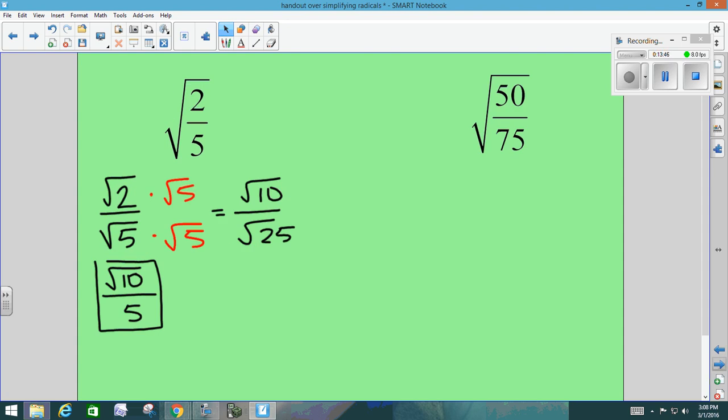How about this next one? Square root of 50 over square root of 75. What do you want to do? So what would you do then? Oh, you didn't write anything down? Okay, she said doesn't 25 go into both of them? What do you guys think? Okay, so what do you want to do with that 25? Use it? Split them up?